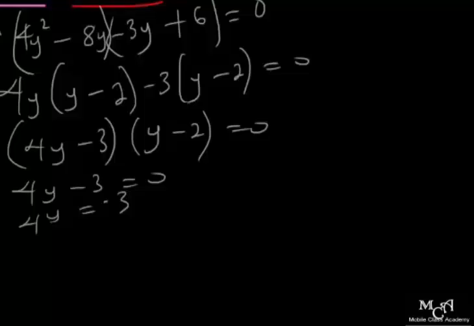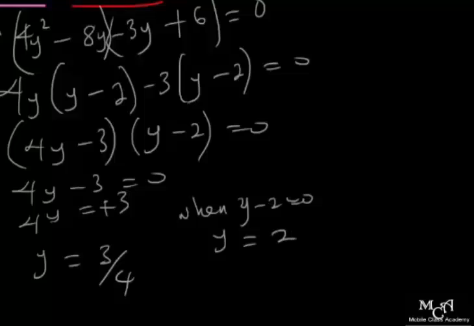If we take negative 3 to the other side, it becomes positive. So 4y equal to positive 3. So your y equal to 3 over 4. Or you can say when y minus 2 equal to 0, your y is equal to 2. So you have two values of y, this or this.